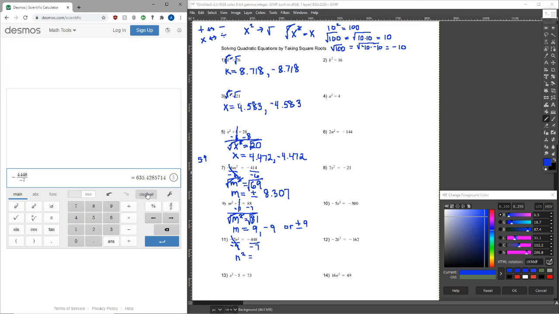I'm going to clear it all. And I'm going to start again with -448 divided by -7. And, oh, I did it again. Crazy pen.